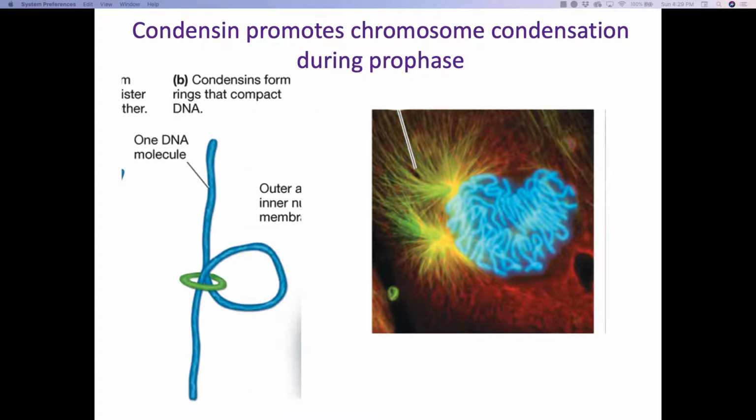The condensation of the chromosomes that one sees in prophase is the result of the activity of additional proteins inside the nucleus, including condensins. These condensins help to loop or form rings and loop structures in the DNA, which helps it fold up more tightly.